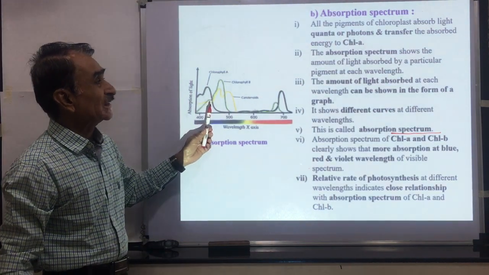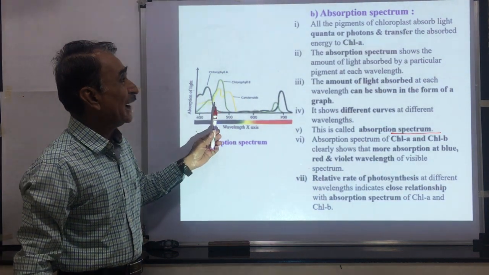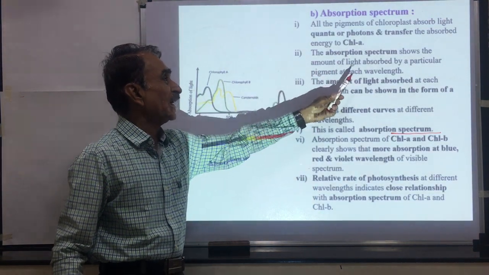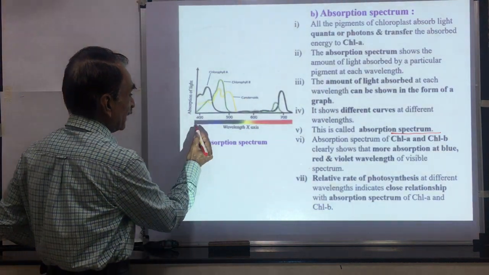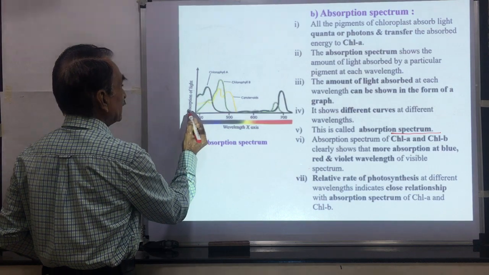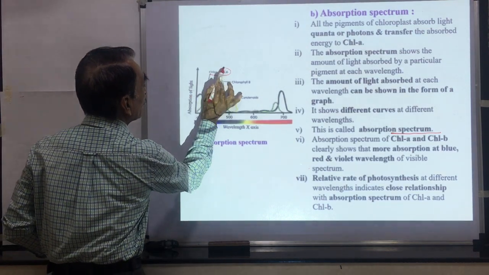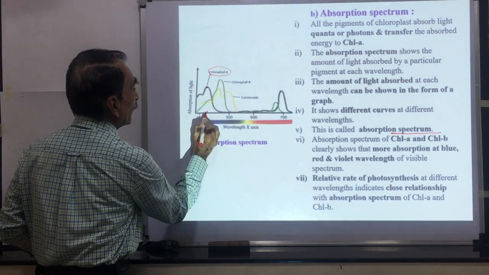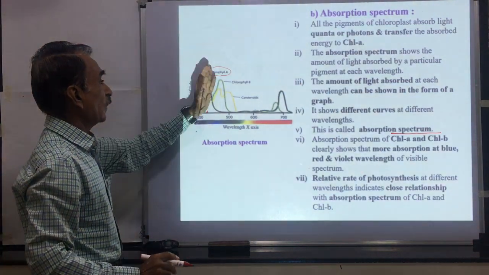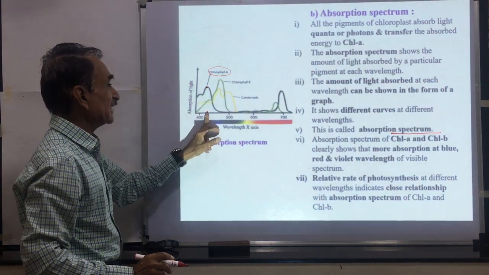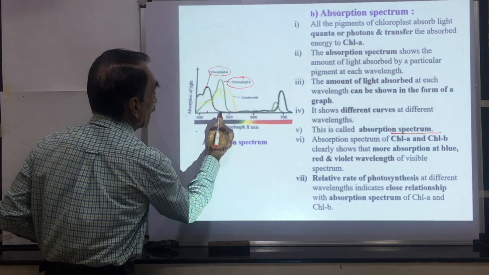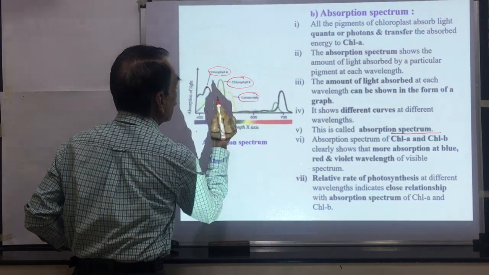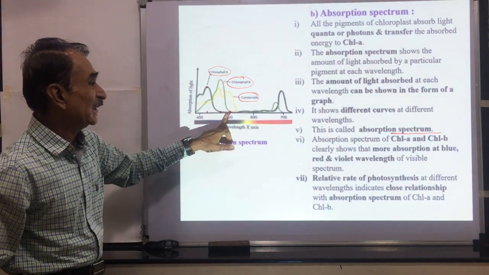All the pigments of chloroplast absorb light quanta or photons and transfer the light energy to chlorophyll A molecules. You can see that the absorption spectrum shows the amount of light energy absorbed by a particular pigment at each wavelength. This is the light spectrum and this is the absorption of light. Chlorophyll A molecule absorbs the maximum light at this wavelength. Chlorophyll B absorbs the maximum light at this nanometer or wavelength. Carotenoids absorb the maximum light at this wavelength of the visible spectrum.